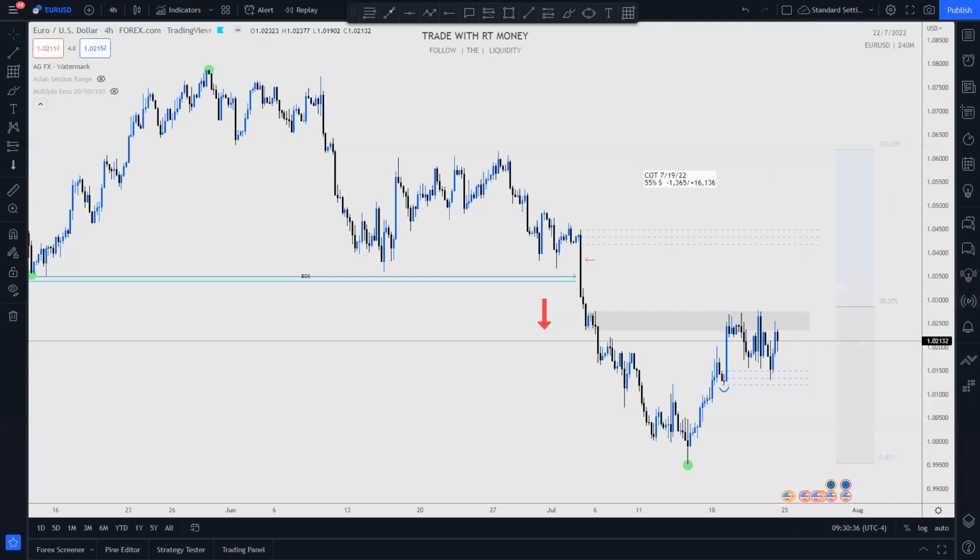All right, so wait and be patient. Let it develop. Don't just jump in the middle of this consolidation, because price can turn either way at any time. Wait until you see a break and close above, a break and close below. That's it.